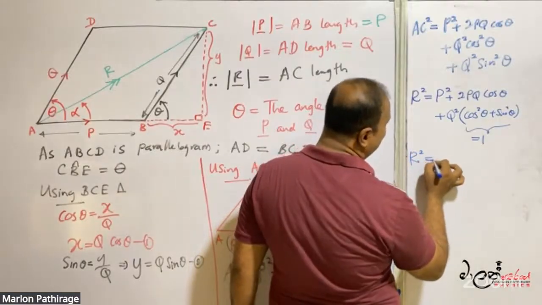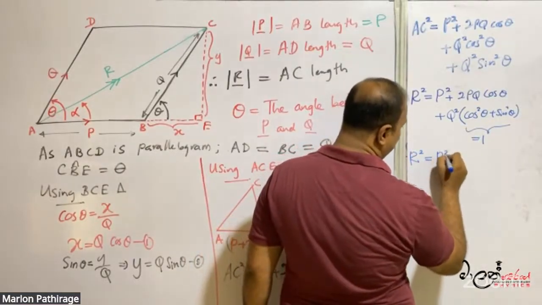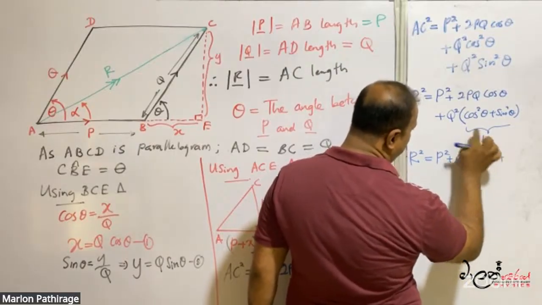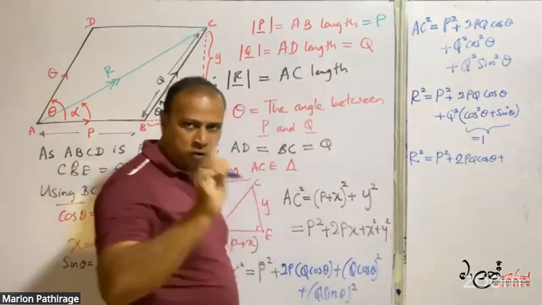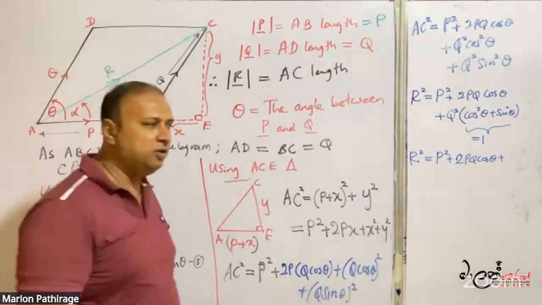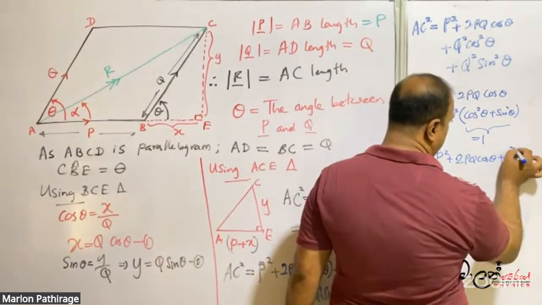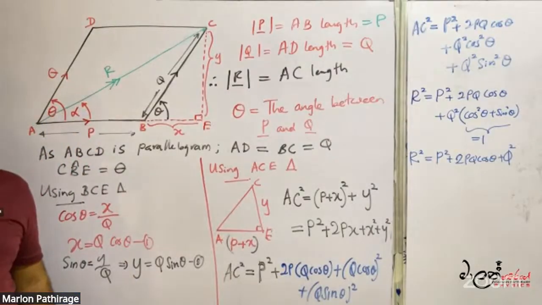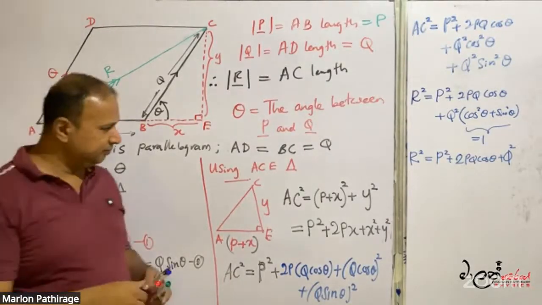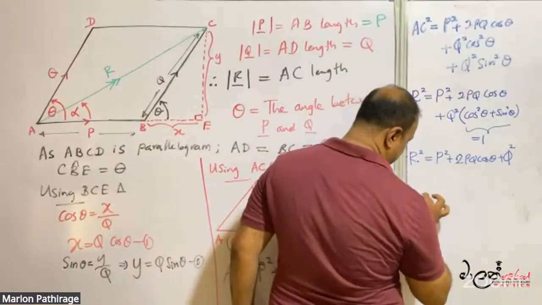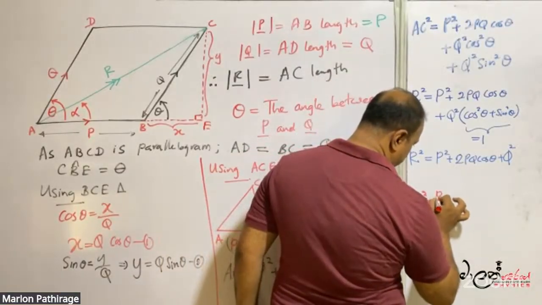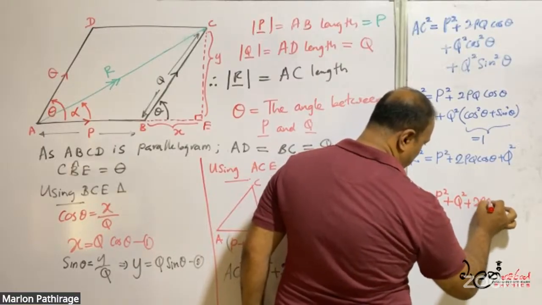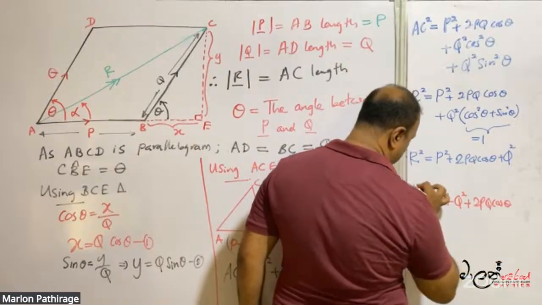Therefore, R squared is equal to P squared plus 2pq cos theta plus q squared into 1. Q squared into 1 means q squared. Therefore, I can write R squared like this: R squared is equal to P squared plus q squared plus 2pq cos theta.